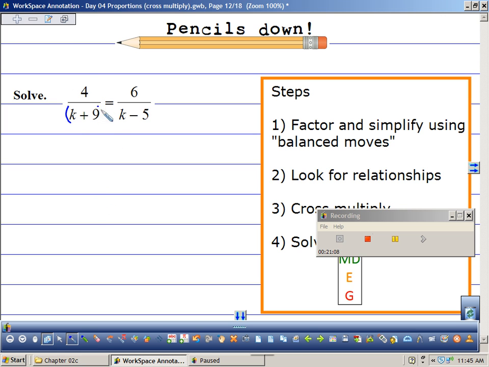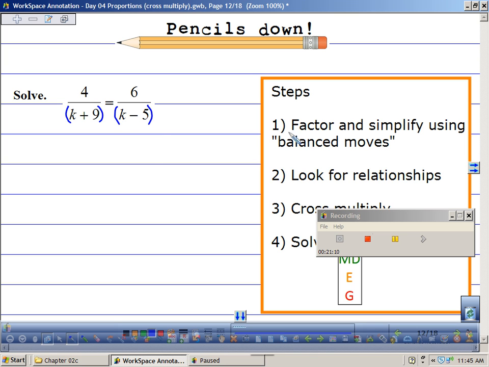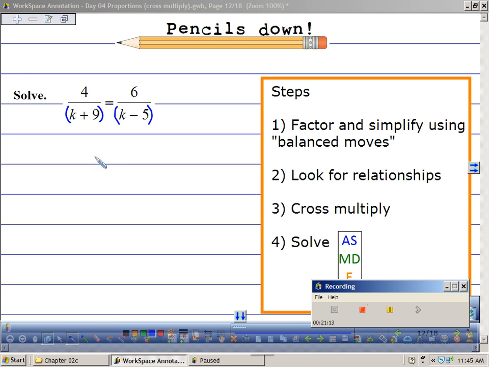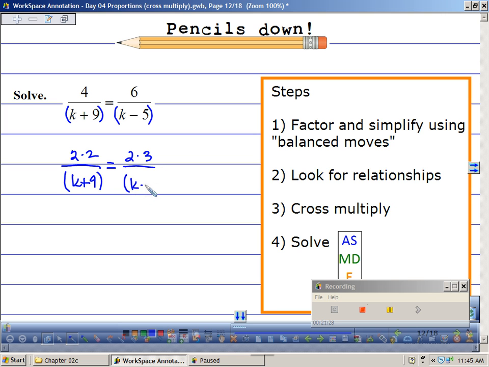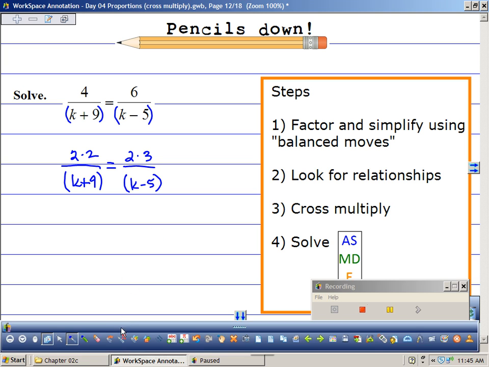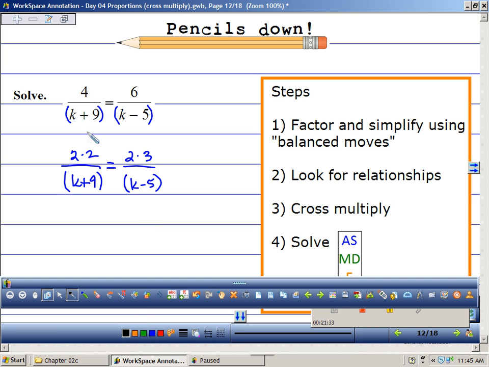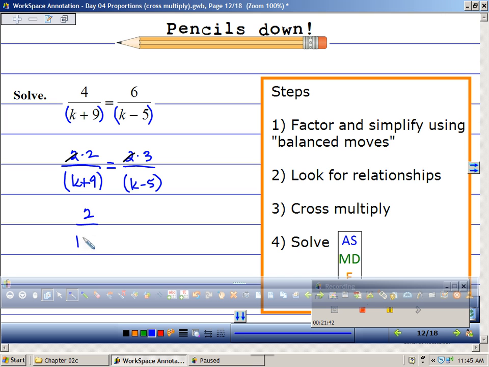Okay, so I'm going to make sure I do my quantities first so I don't mess that up. Can I factor and simplify using balance moves? Yes. 2 times 2 over k plus 9 is equal to 2 times 3 over k minus 5. Can't I, using balance moves, remove a 2 from both numerators? Yes. So now I have 2 over k plus 9 equals 3 over k minus 5.